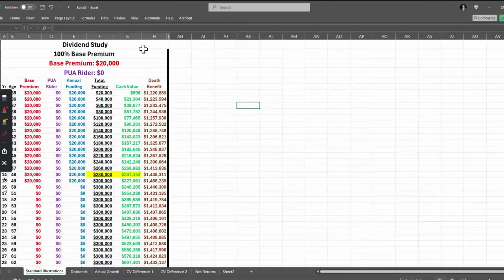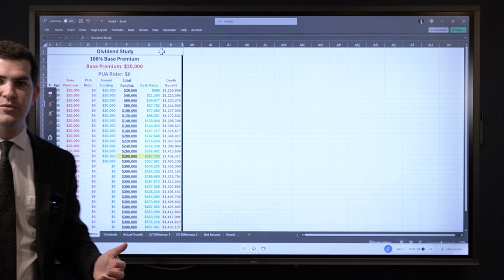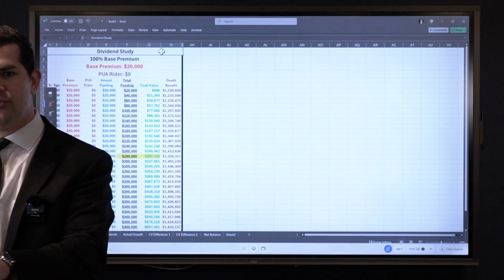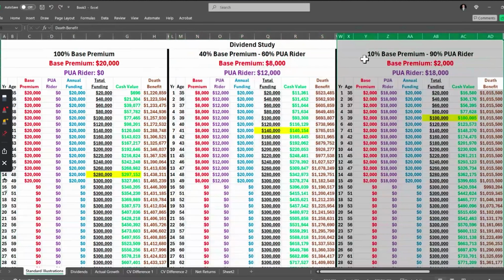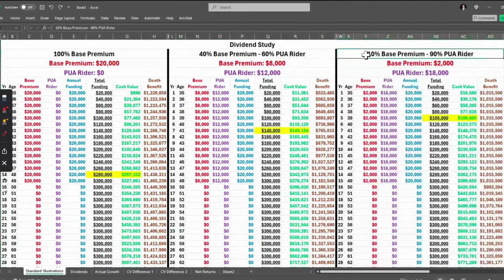And what we'll start with is the 100% base premium policy. So here we have no dividends. This is just showing the raw values. Next, we've got the 40-60 split, meaning an $8,000 base premium, a $12,000 PUA, and there's no term rider attached to this policy. And then lastly, we've got the 10% minimum premium, and then the rest is going into PUAs. We do have a term rider attached to this policy. What is highlighted in yellow represents the break-even point, which is the first year your cash value is equal to or greater than your total payments.